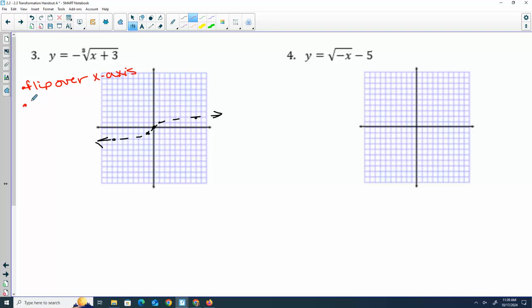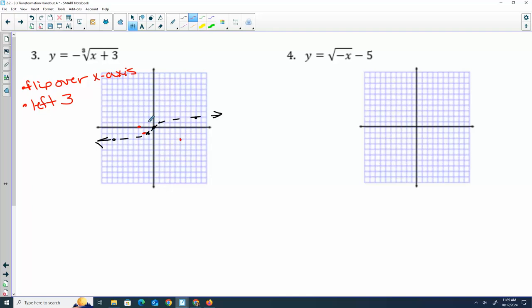And the +3 would go left. 0, 0. If I flip, it doesn't go anywhere. Left 3. 1, 1. If I flip, it goes to 1, negative 1. Left 3. If you did 2, 8, and you flip, it goes to 2, negative 8. Left 3.